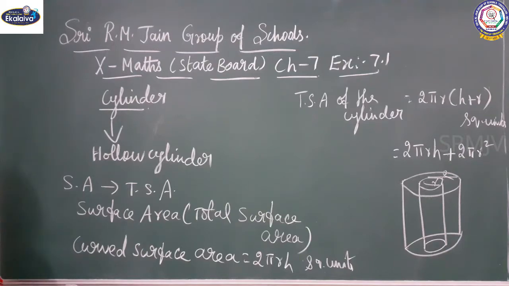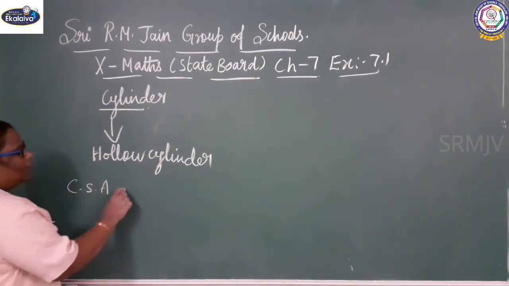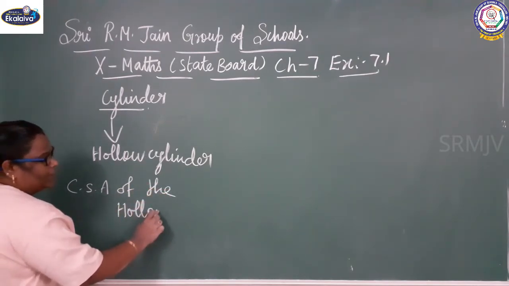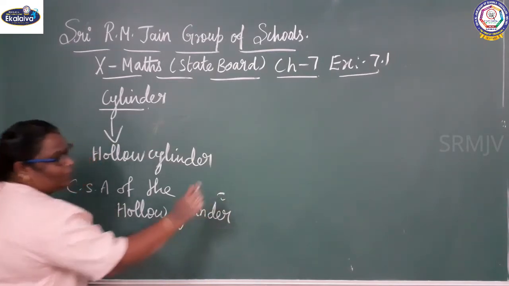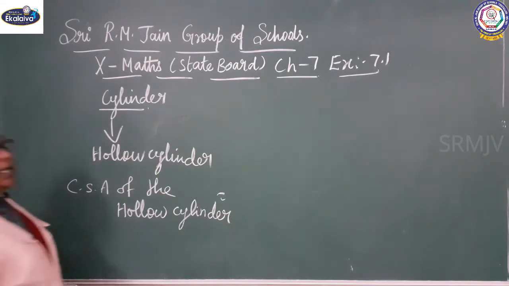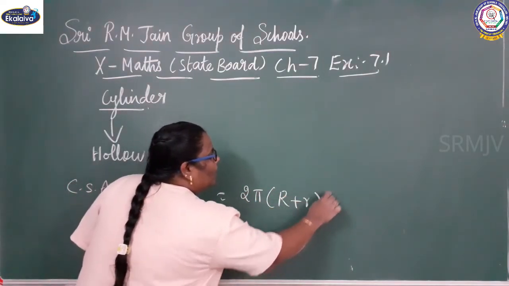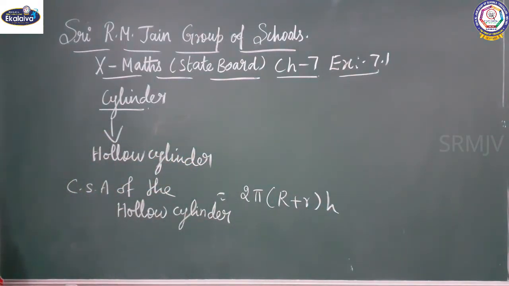Now we are going to see the curved surface area and total surface area of the hollow cylinder. What is the formula for the curved surface area of the hollow cylinder? It is 2 pi into (capital R plus small r) into h, where R is the external radius and r is the internal radius, into height.